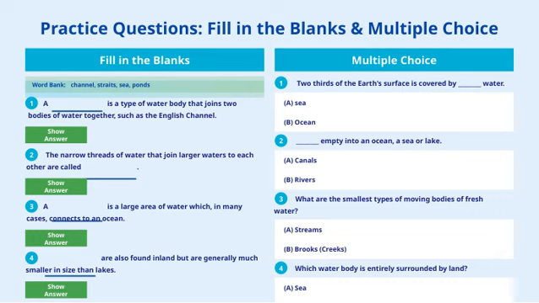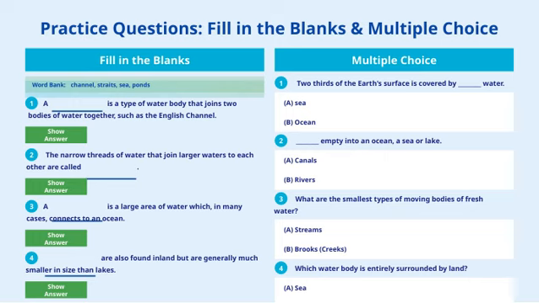First, we'll focus on fill-in-the-blank questions. A water body that joins two larger bodies of water, like the English Channel, is called a channel. It's essentially a passage that allows water to flow between bigger areas. Next, the narrow threads of water that connect larger bodies, such as rivers linking to lakes or seas, are known as straits. These are important for navigation and water flow between different regions.